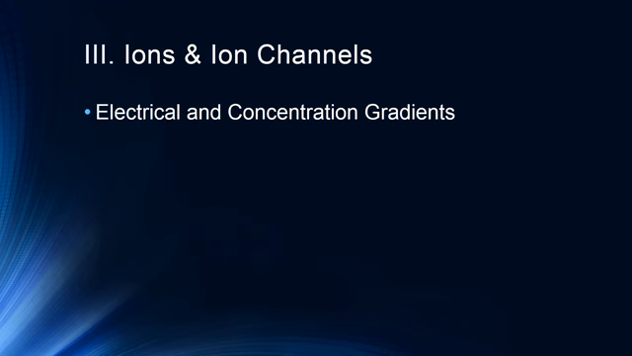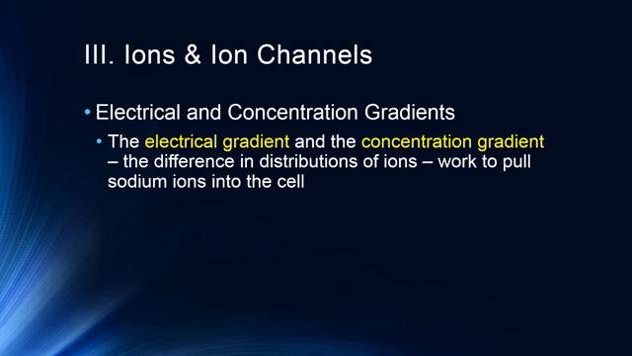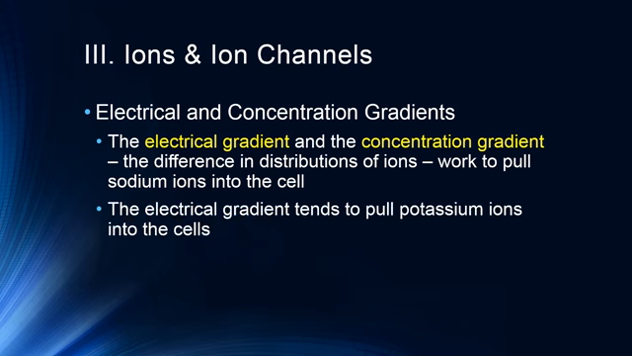These electrical and concentration gradients are the other part that help maintain the potential across the cellular membrane. The electrical gradient and the concentration gradient refer to the difference in distribution of ions that work to pull sodium ions into the cell. So the electrical and concentration gradients are trying to push ions into the cell, or sodium ions specifically. And so the reason those sodium channels are closed and the sodium-potassium pump is working is to keep the sodium ions out and potassium ions in.